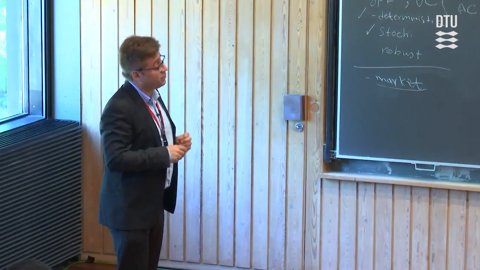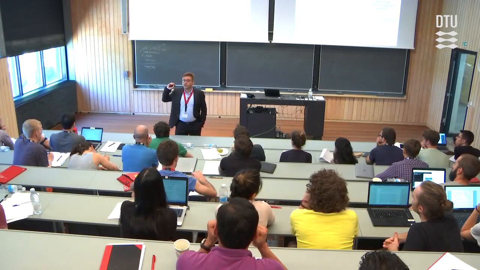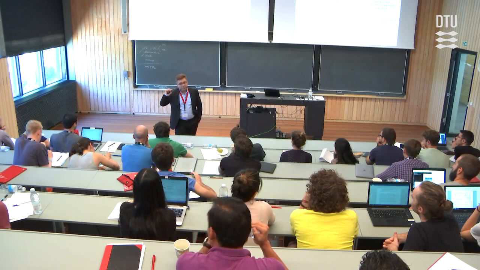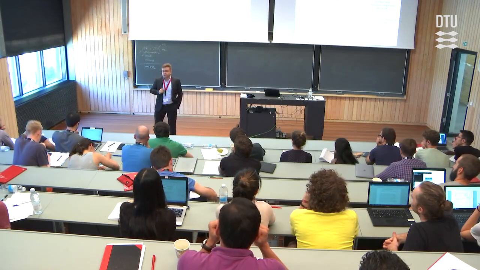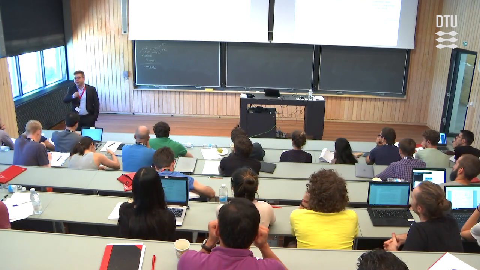Okay, let me talk first about the generators. So in this work, I'm going to talk about two types of generators in general, the slow generators and fast generators. What is the difference between fast and slow generators? Pardon me? Ramping rates, yeah, of course. What else? The most important things in terms of day-ahead and real time.